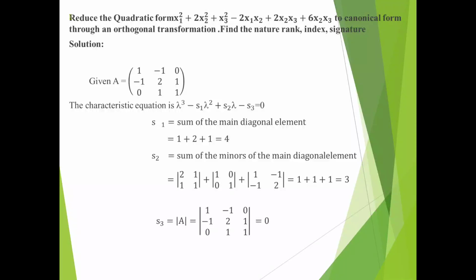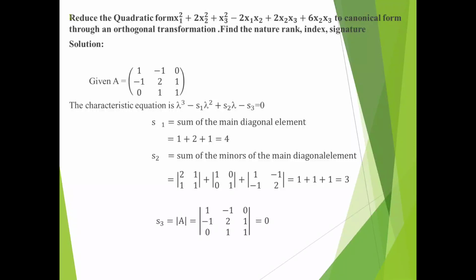So first we have to write the matrix from the quadratic form. So we have to choose the coefficient of x1 square, coefficient of x2 square, coefficient of x3 square for the diagonal elements, and we have to write the x1 x2 coefficient, x2 x3 coefficient and x1 x3 coefficient. So next we have to find the characteristic equation.